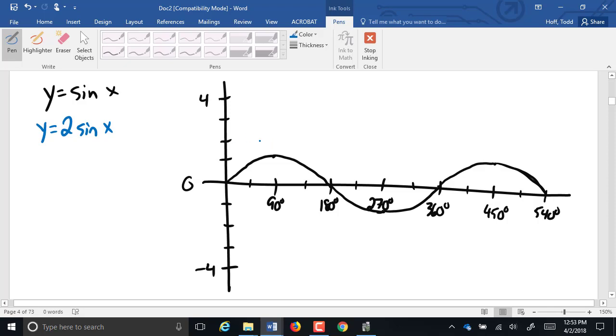At 90, this is going to be 2 units tall. Because sine is still 0 at 0 degrees. 2 times 0 would be 0. But at 90 degrees, the sine is 1. Well, 2 times 1 is 2. At 180, the sine would be 0. What's 2 times 0? 0. At 270, the sine would be negative 1, so times 2 would be negative 2. 360, back to 0.